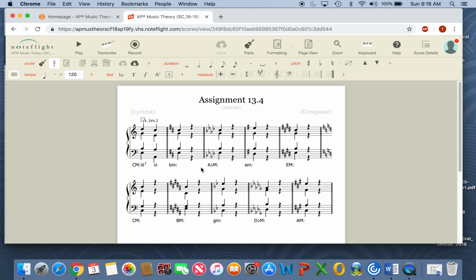2 goes to a 5, like a 2, 5, 1. 2 goes to 5. And then you have to do the resolution. So the E has to go up a fourth or down a fifth, and the 7th note is going to come down 1. And then you'll do that on each of these.